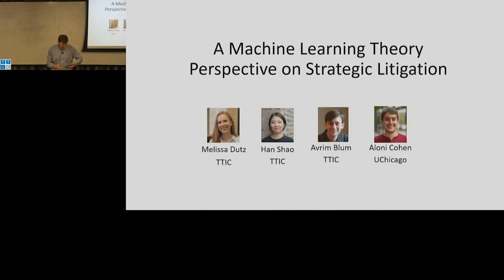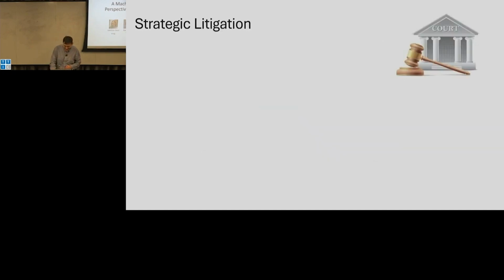So I want to take a few minutes at the end to talk about something completely different: a learning theory perspective on strategic litigation. This is some work with Melissa Hahn and Aloy Khan in Chicago. If you thought the first one was unrealistic, this one is too. But we're going to try to model something, just to get a feel.